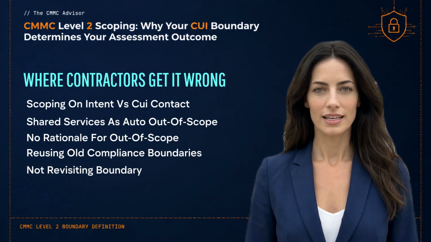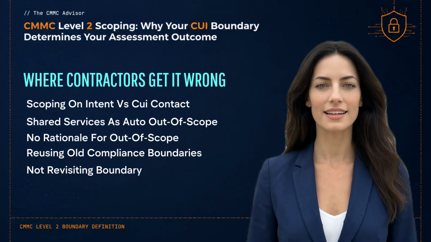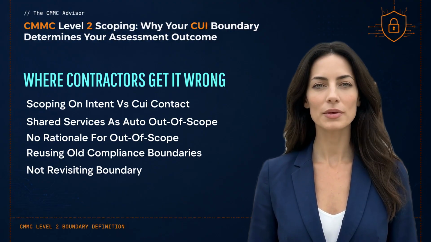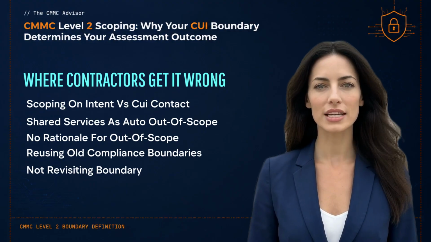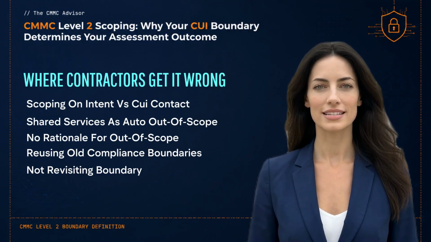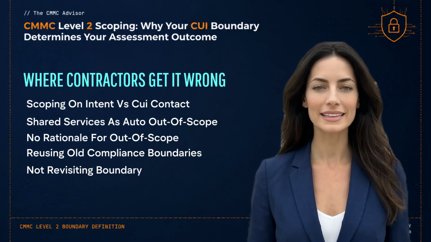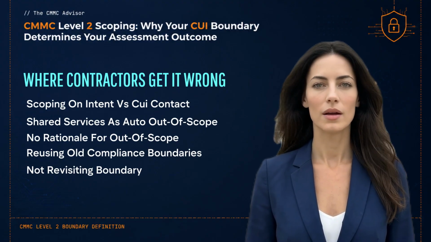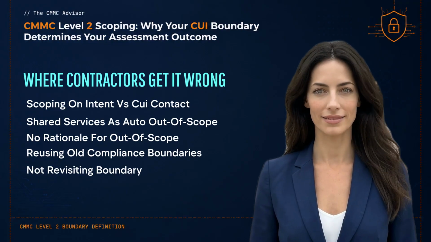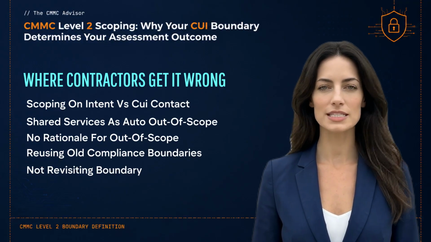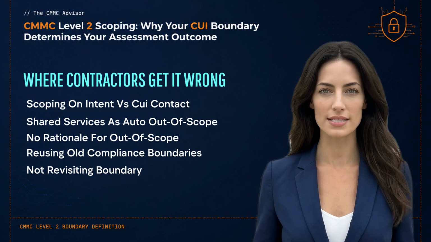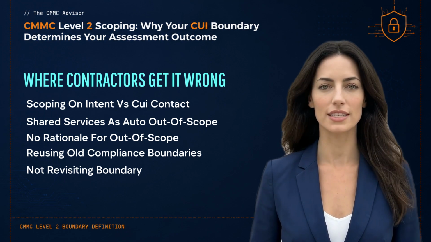Mistake 5. Defining the boundary once and not revisiting it. Environments change. New tools get deployed. New contracts add new CUI categories. A system that was correctly out of scope 18 months ago may now have a path to CUI. Boundary review needs to be a documented, recurring process, not a one-time project deliverable.